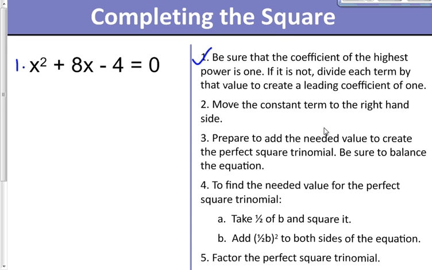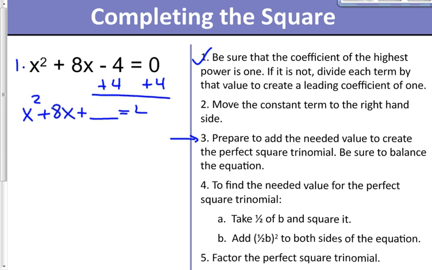Step 2 is where we have to move our constant term to the right-hand side. So I'm going to add over my 4, and I'm left with x squared plus 8x. And as I start doing this step, I'm also taking a look at step 3, which tells me to prepare to add that needed value. So I'm going to just leave myself a blank space on either side of my equation. So now I took care of steps 2 and 3.